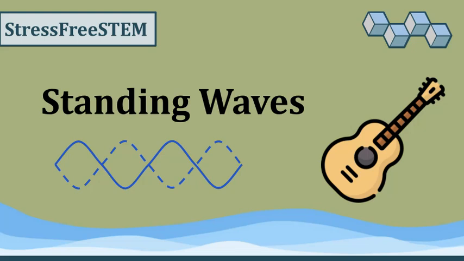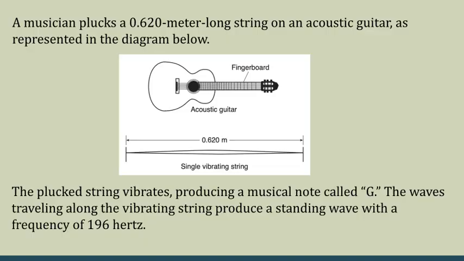Hi everyone. In this video we're going to be going over a past physics Regents problem involving standing waves. It says, a musician plucks a 0.620 meter long string on an acoustic guitar as represented in the diagram below. The plucked string vibrates, producing a musical note called G. The waves traveling along the vibrating string produce a standing wave with a frequency of 196 Hz.